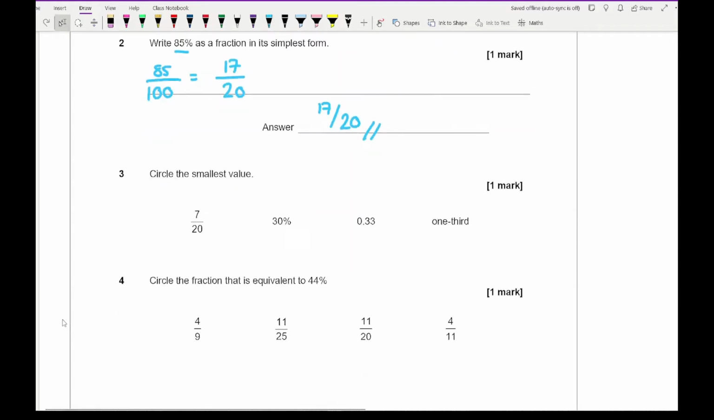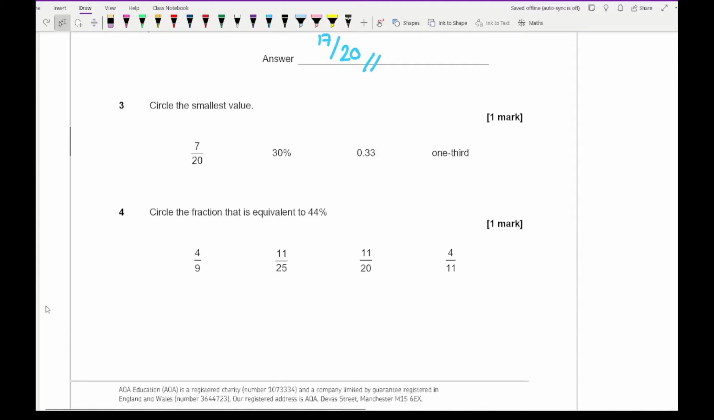Question 3 then says circle the smallest value of 7 over 20, 30%, 0.33 and 1/3. Now for this, what I would do is I would convert all of them into decimals. So 7 over 20 is the same as 3.5 over 10, dividing both numbers by 2. And then moving the decimal point 1 place to the left to make it smaller when dividing by 10. So this number here becomes 0.35. 30% as a decimal is 0.30. Then we've got 0.33 and 1/3 is 0.3333 recurring. So we want to circle which one is the smallest, and that's going to be 30%.